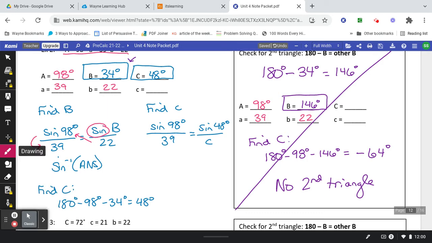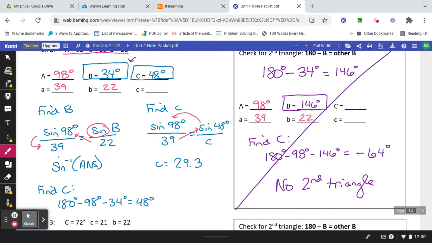We'll cross multiply and divide. This time we have to cross the other direction. You don't want to cross multiply with an unknown. So just make sure you cross multiply with numbers that you know. And then go ahead and divide that way. So 39 times the sine of 48 divided by the sine of 98. That gets us an answer of 29.3.